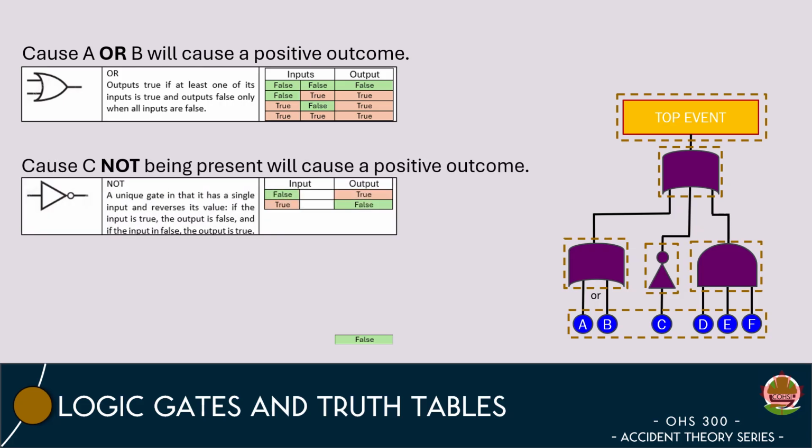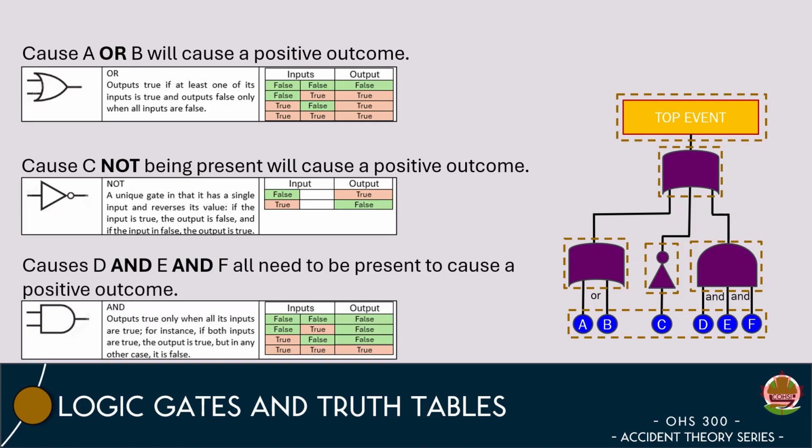Cause C is input into a NOT gate. This means that if cause C occurs, then the value is false. But if cause C is not present, the value is true. Finally, we have causes D, E, and F, which all input into an AND gate. This means that all 3 causes have to be present in order for the output of the AND gate to be true. So what factors need to be occurring in order to trigger the top event?